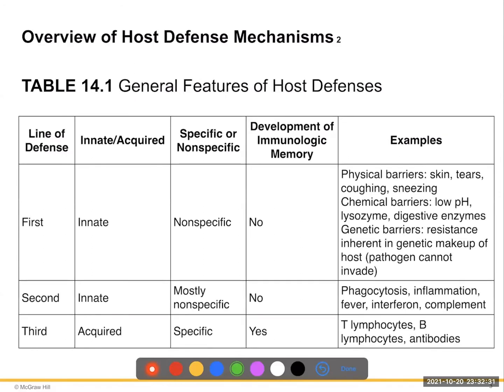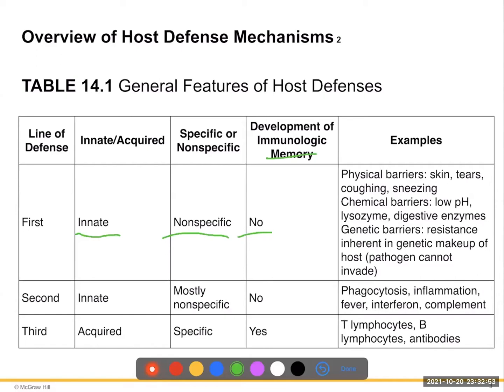So you have three lines of defense. The first line of defense is innate, which is already in your system, you're born with it. It's non-specific. It blocks everything. Okay. There's no immunological memory associated with it. You don't have to learn, you don't have to memorize some type of antigen or a receptor you respond to.